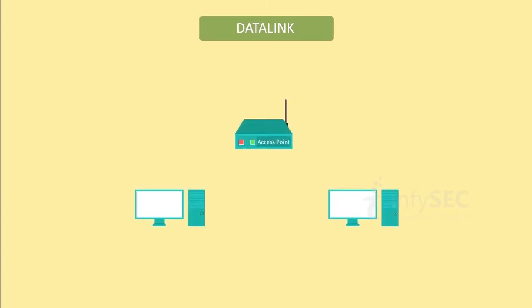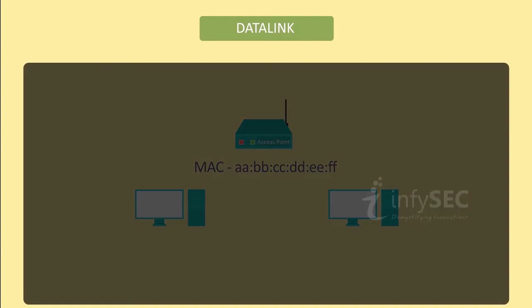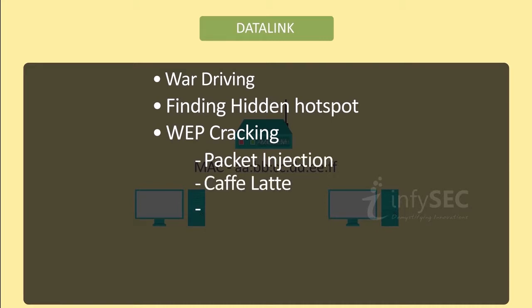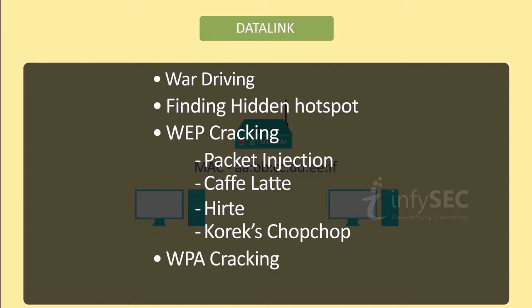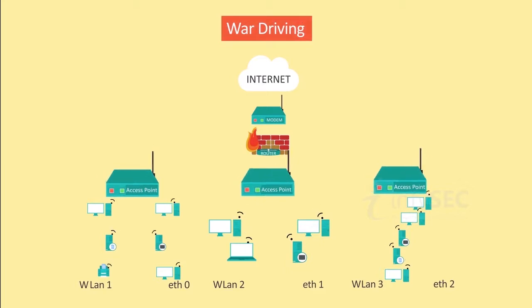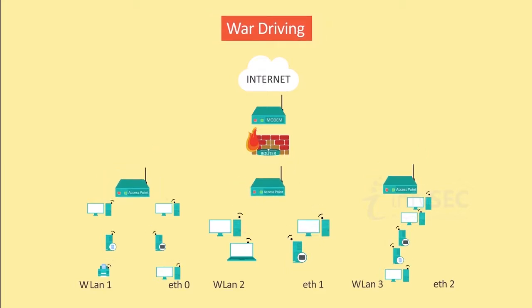Data link layer. The next layer is the data link layer. The data link layer, as discussed earlier, works based on the MAC address, and the attack vectors pertaining to this layer include war driving, finding hidden hotspot, WEP cracking, packet injection, Caffe Latte, Hirte, KoreK chopchop, WPA cracking, WPA2 cracking. To land upon the different hotspots available and to check the vulnerabilities in them to launch an attack, war driving lends a helping hand.